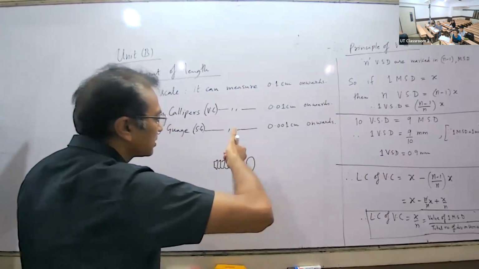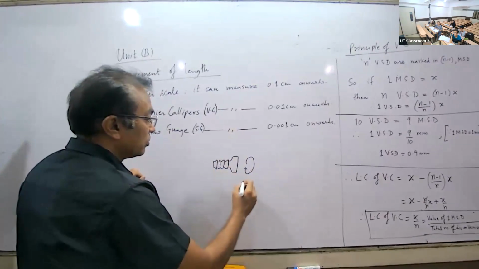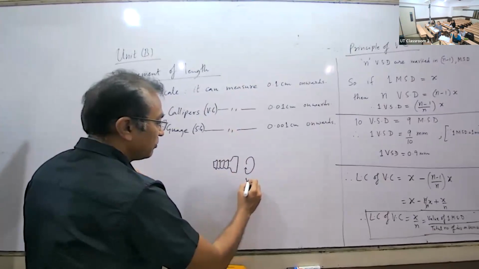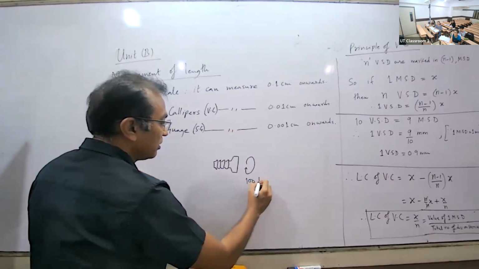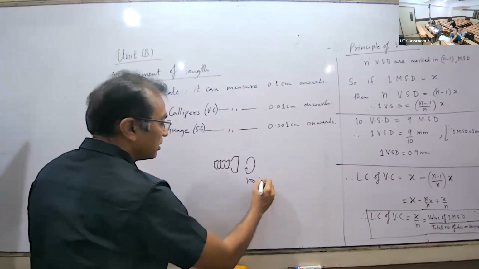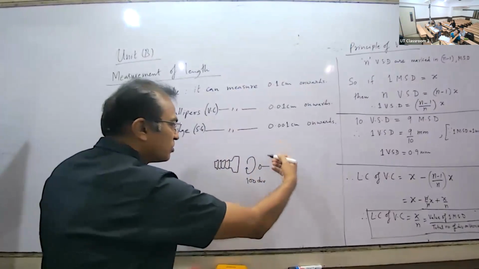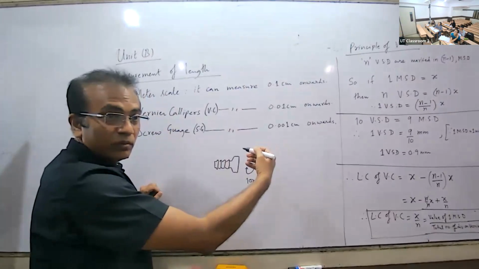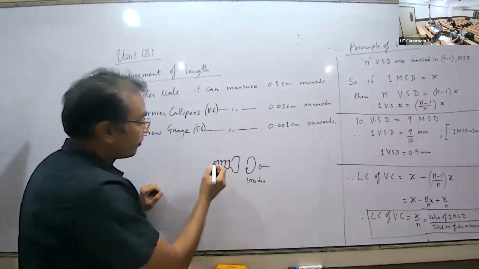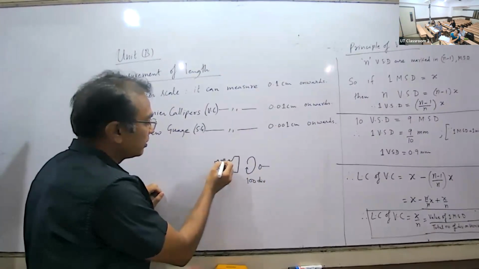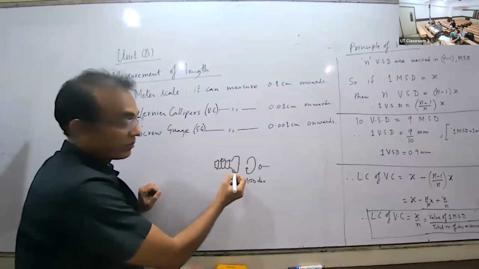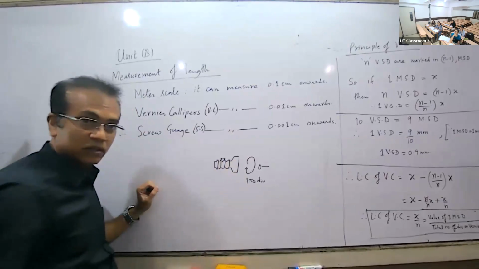Okay, this direction I rotate. So when I rotate by one full turn, how many circular divisions have I rotated? I started from 0 and came back to 0, meaning 100 divisions. Then this screw moves by one thread. This is the principle here.